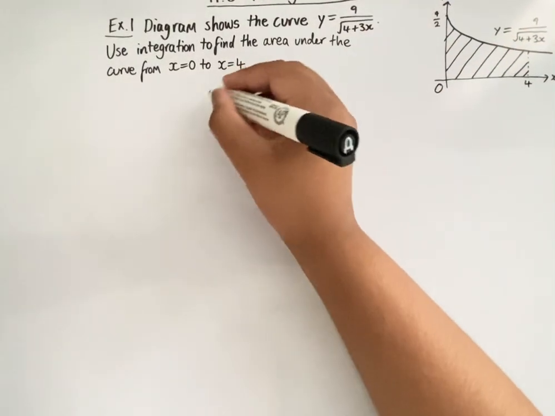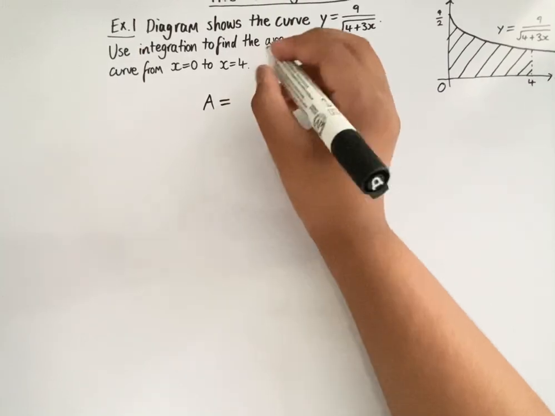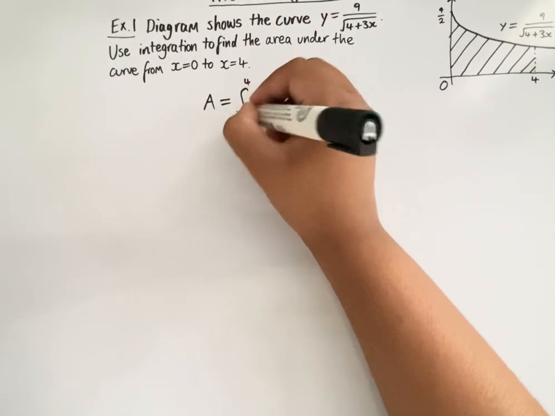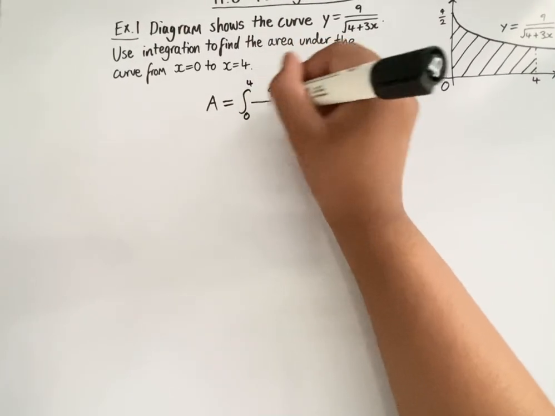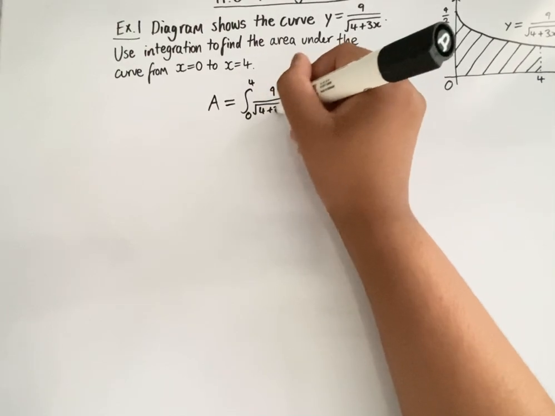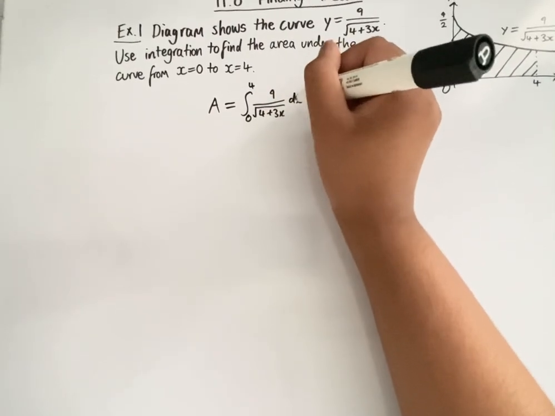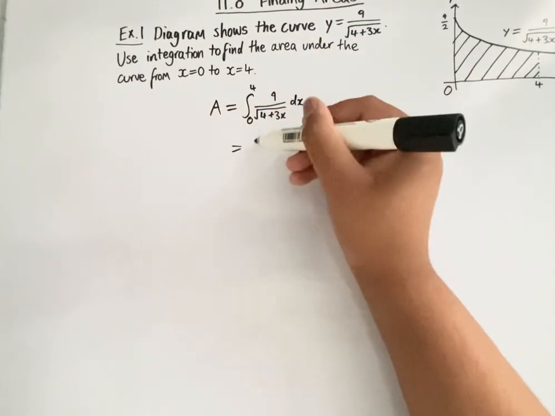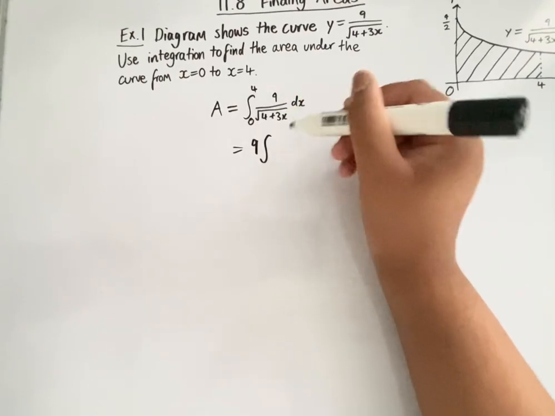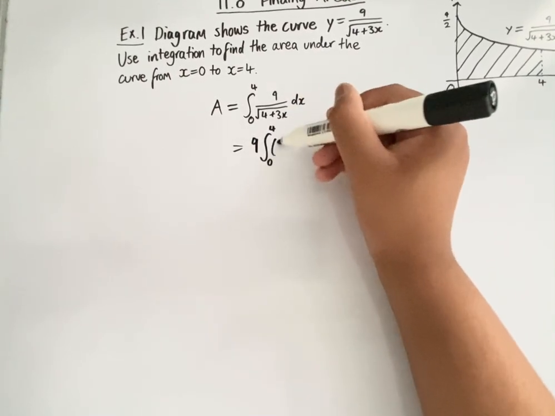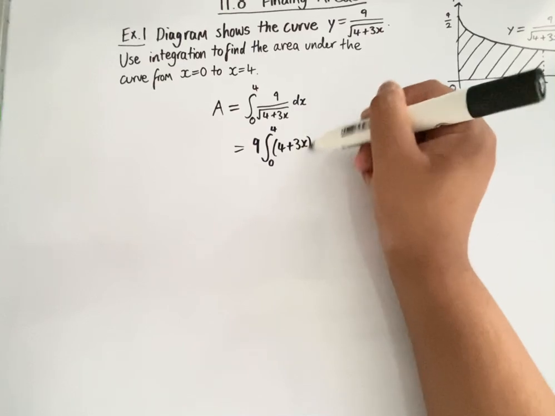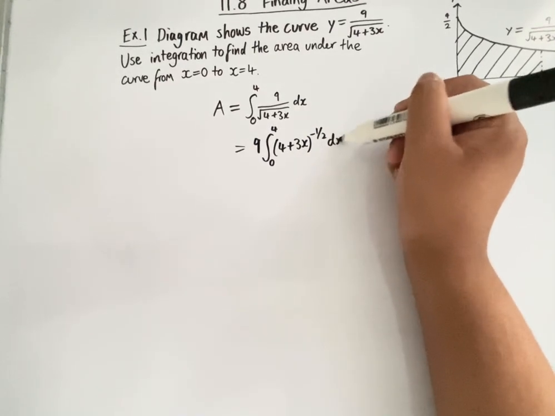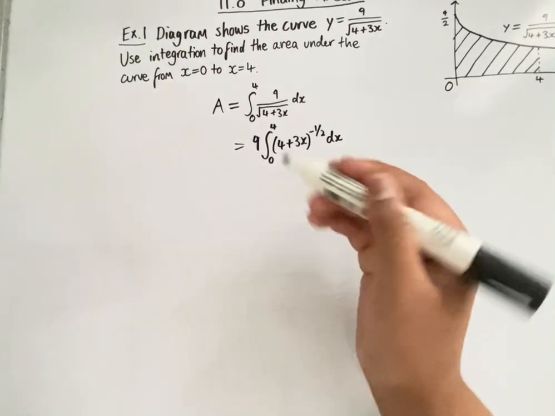We know the area under the curve, A, will be equal to the integral from 4 to 0 of 9 over the square root of 4 plus 3x with respect to x. Now we can rewrite this as 9 lots of the integral, we can bring the 9 out, of 4 to 0 of (4 plus 3x) to the negative a half dx. Now we can use the reverse of the chain rule.